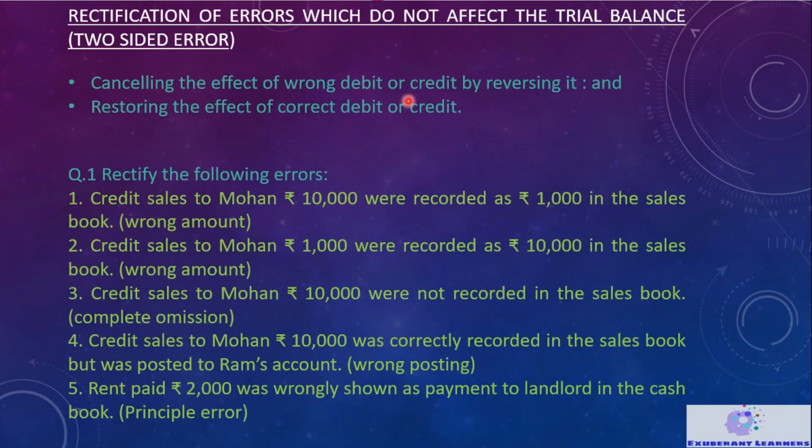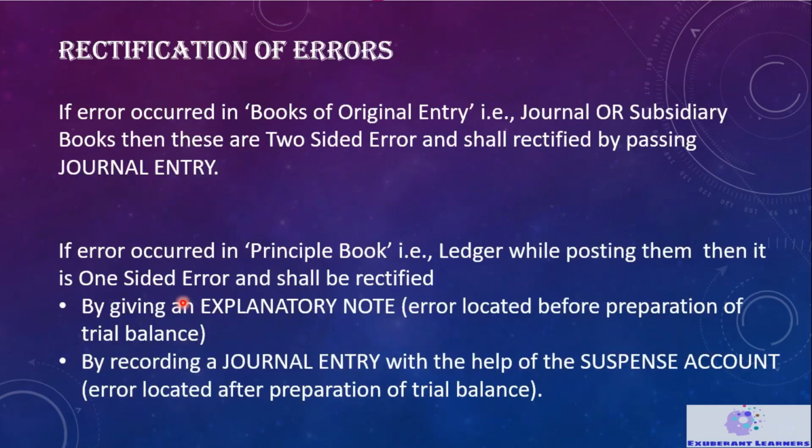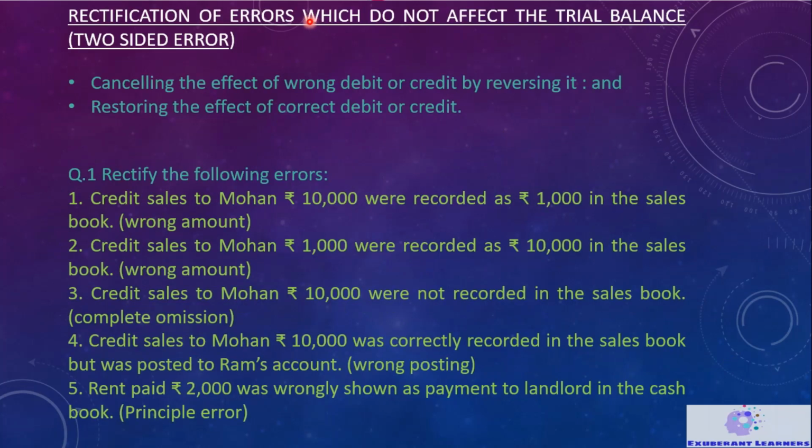Coming to this, we'll take one example and understand how two-sided errors are rectified. So remember one thing: to rectify two-sided errors, the first thing is to cancel the effect of the wrong debit or credit. Definitely you have debited something wrong or credited something wrong. How to cancel it? By reversing it. If you have debited a wrong account, then reverse it and rectify it. So reversing will cancel the effect of the wrong debit or wrong credit.